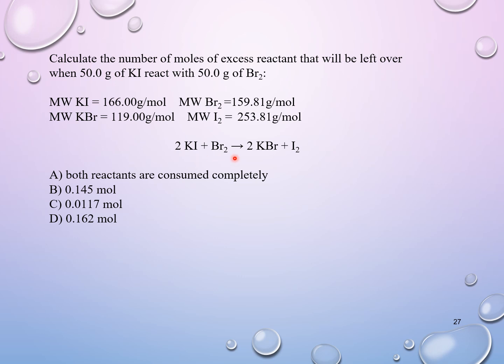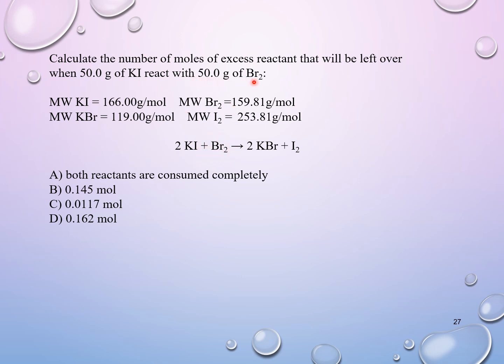You can try that. I want to show you an alternative way to do this, because now they are not asking you for the theoretical yield of any of the products, so we technically could skip that step. What I would do is imagine I use all of my KI here, all 50 grams. How much of the Br2 will I need?